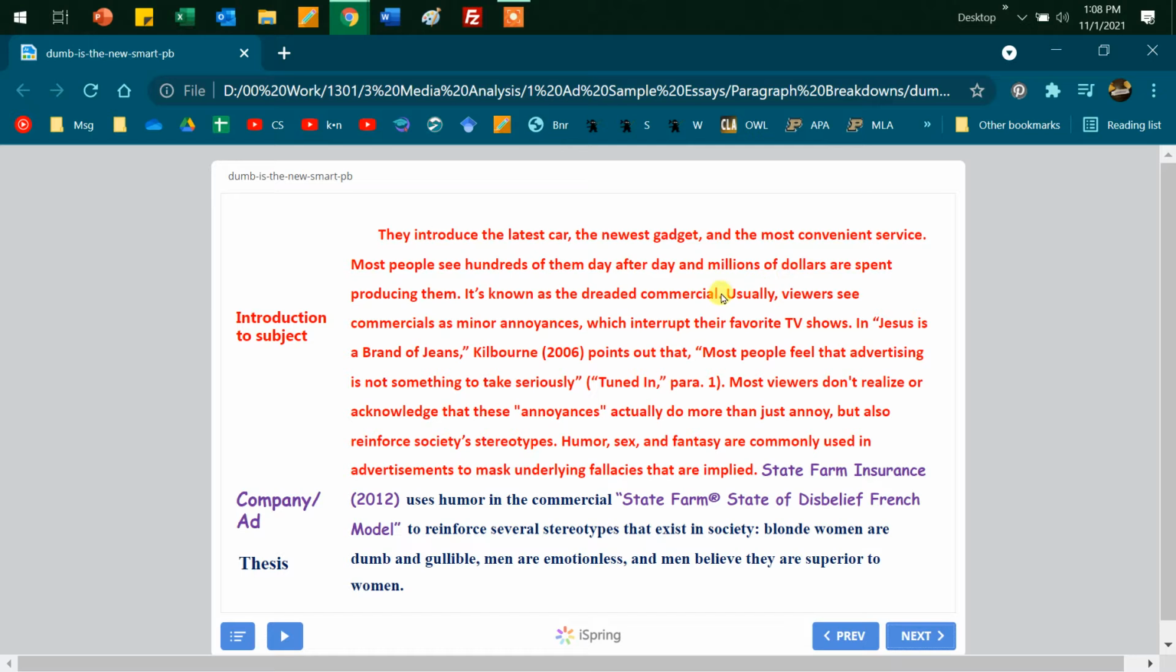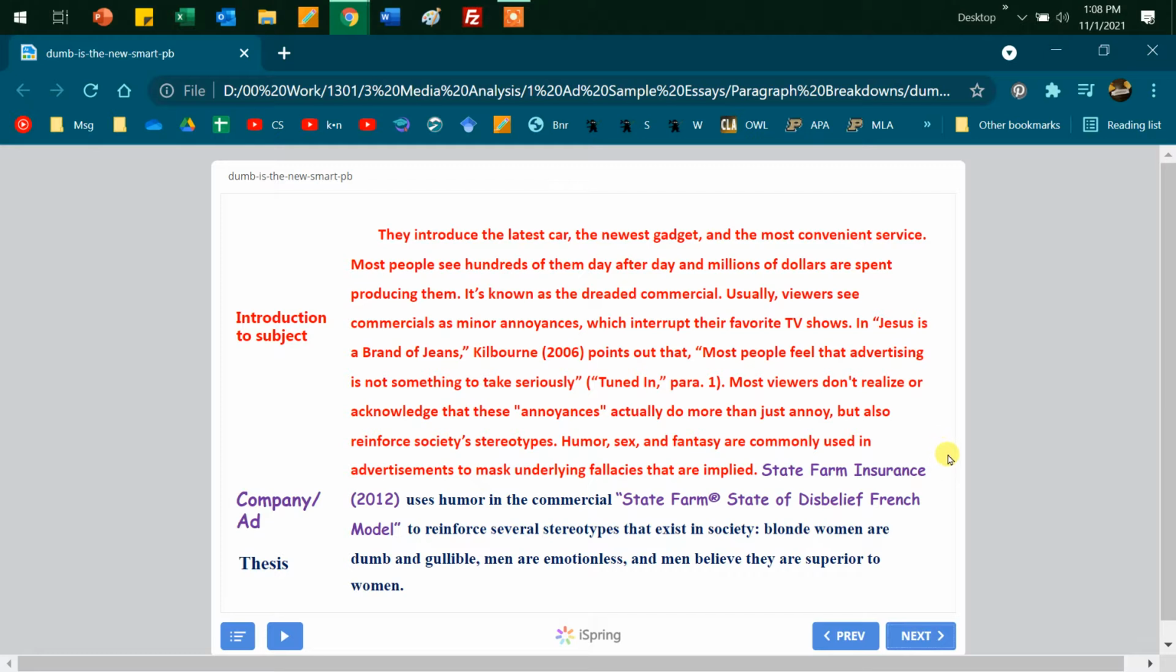They introduced the latest car, the newest gadget, and the most convenient service. Most people see hundreds of them every day, and millions of dollars are spent producing them. It's known as the dreaded commercial. Usually, viewers see commercials as minor annoyances, which interrupt their favorite TV shows. In Jesus is a Brand of Jeans, Kilborn points out that most people feel that advertising is not something to take seriously. Most viewers don't realize or acknowledge these annoyances. Actually, they do more than just annoy, but also reinforce society's stereotypes.